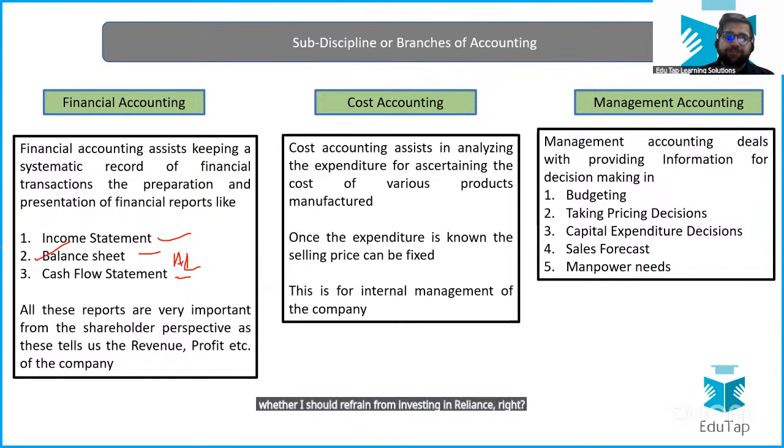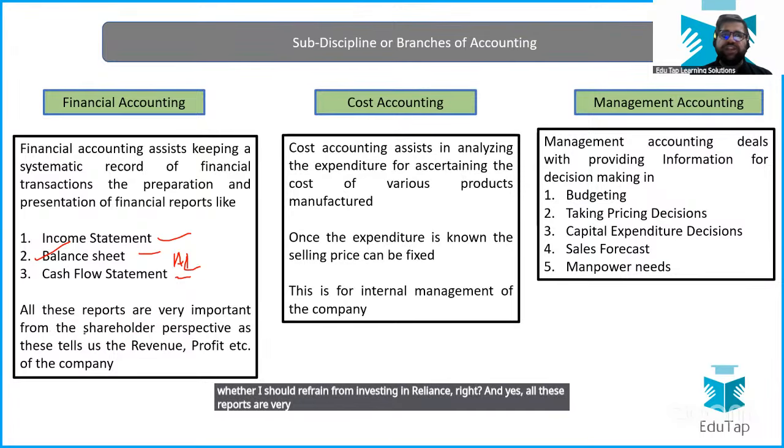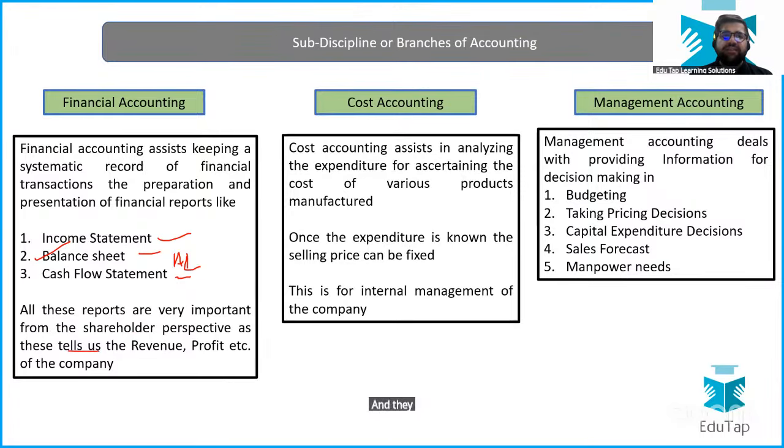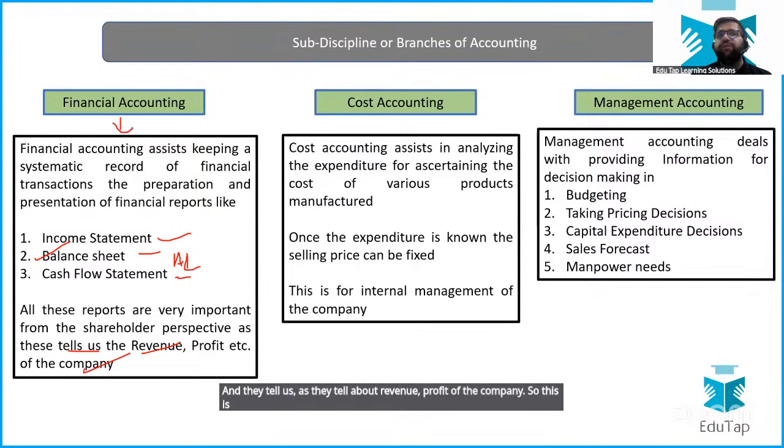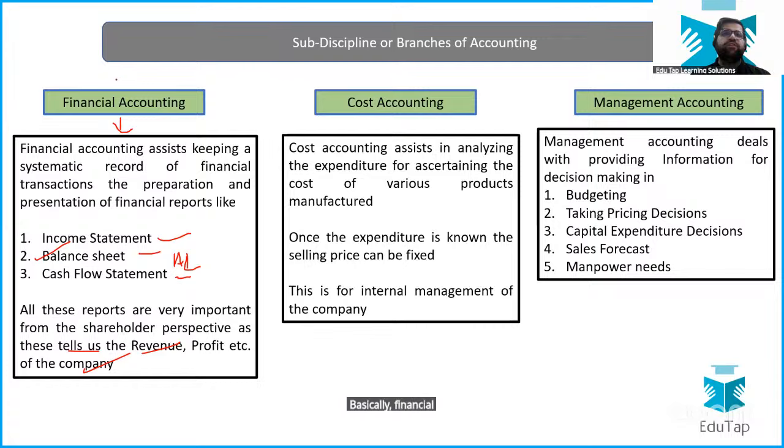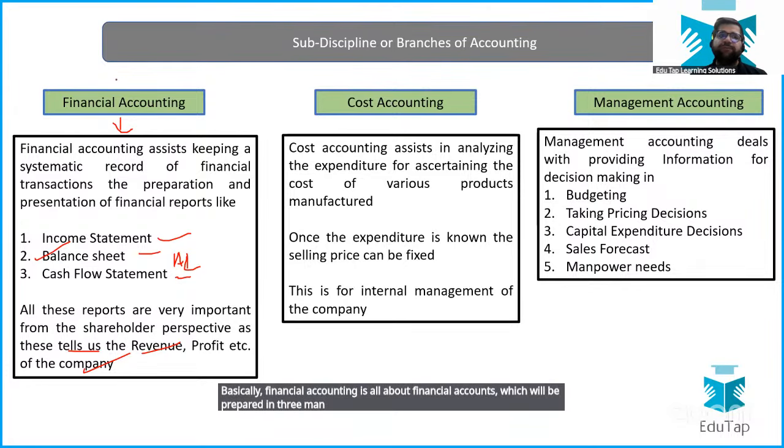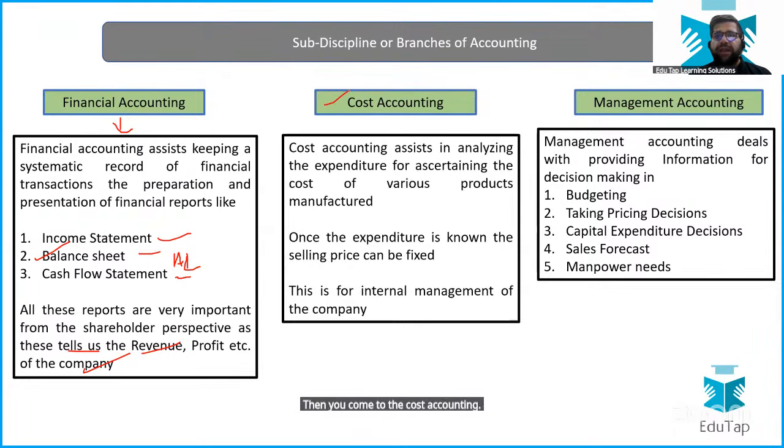Right? And yes, all these reports are very important from the shareholder perspective, as they tell us about the revenue and profit of the company. So this is what financial accounting is. Basically, financial accounting is all about financial accounts, which will be prepared in three manners: income statement, balance sheet, and cash flow statement.